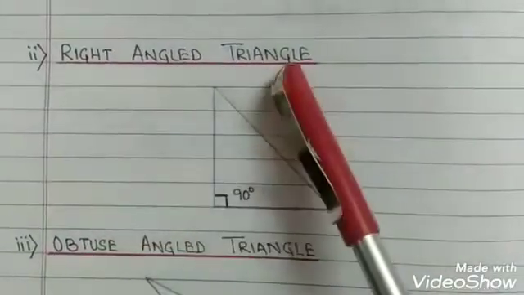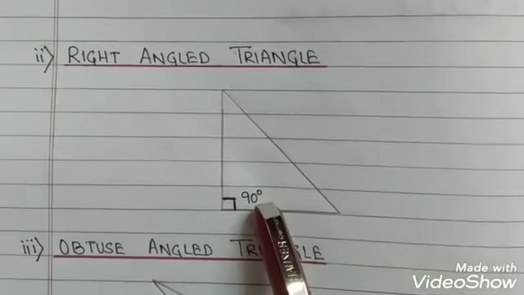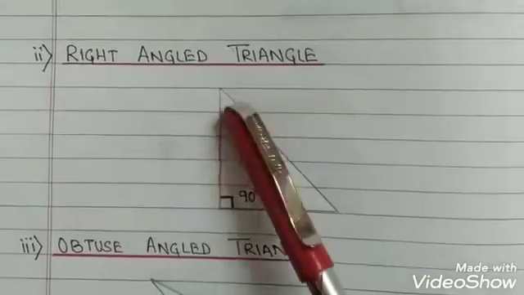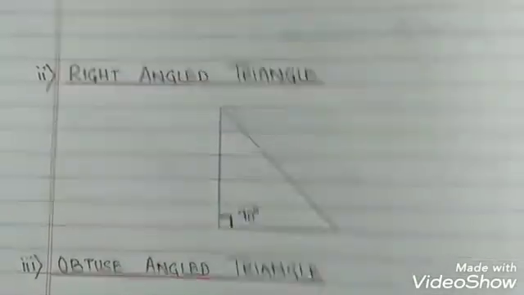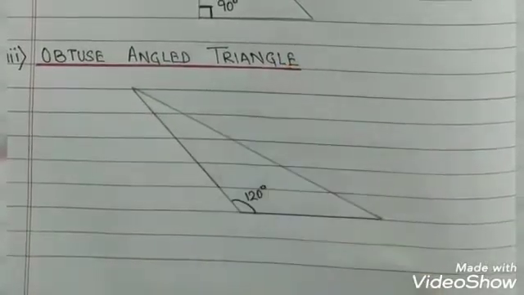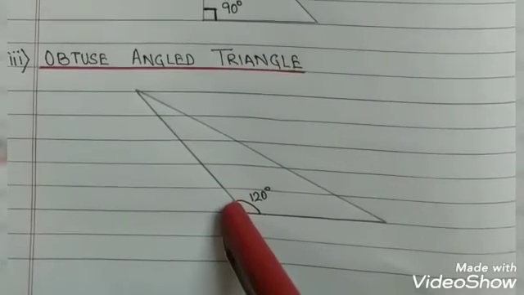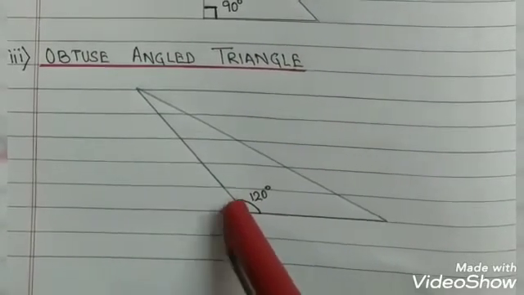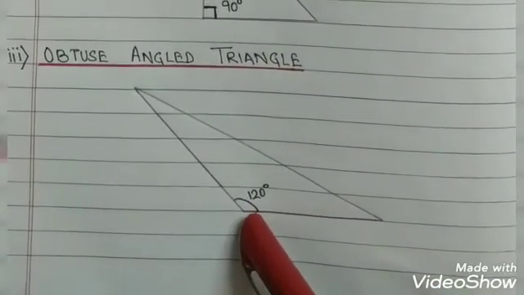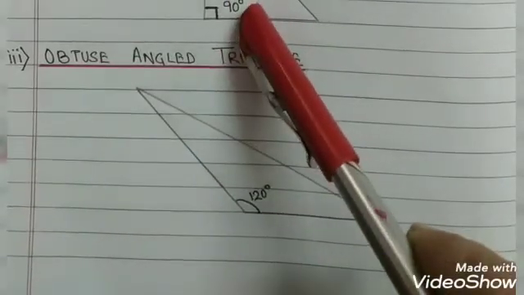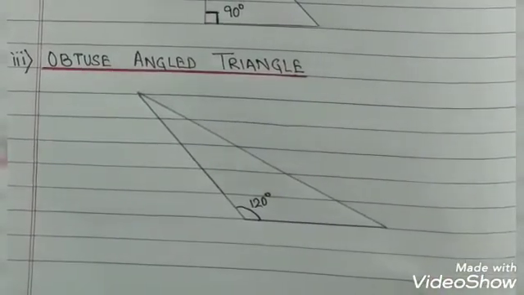Next is right angle triangle. A triangle in which one angle is 90 degree, or you can say right angle, it is called a right triangle. Only one angle can be 90 degree and rest of the two angle will be less than 90 degree. Obtuse angle triangle, a triangle in which only one angle is greater than 90 degree, or you can say obtuse angle, then it is called a obtuse triangle. In a triangle, only one angle can be obtuse angle and only one angle can be right angle, and rest of the two angle will be less than 90 degree.